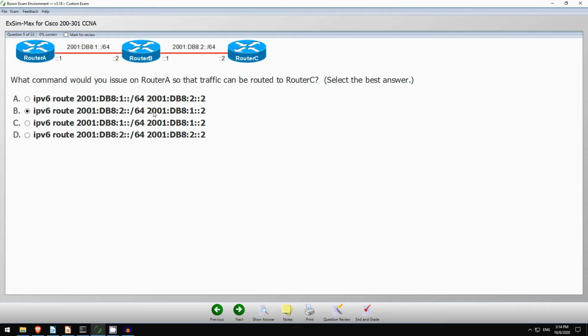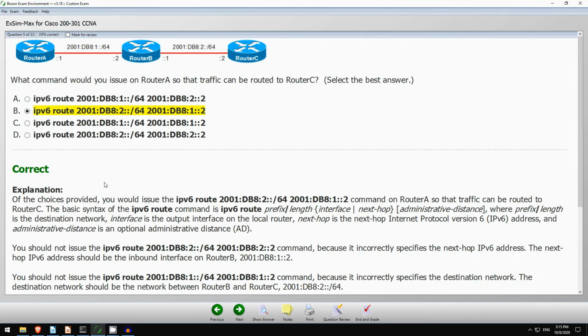This one here, B, 2001:DB8:1::2. That looks correct. How about D? The next hop is 2001:DB8:2::2. That is not correct. That would mean router C is the next hop, but router A doesn't even know how to reach router C yet. Okay, so B should be the correct answer. I will click on Show Answer, and indeed that is correct.